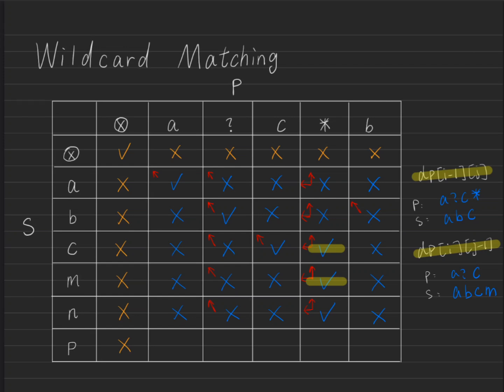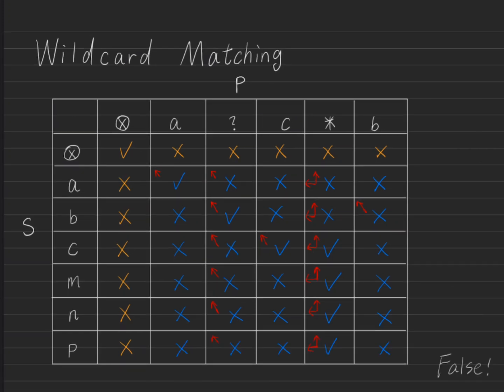So really what we're looking at for dp at i minus 1, j is when the star was already previously considered. And adding a new character is still valid since the star matches 0 or any number of characters. If we keep building the table to the end, we'll arrive at the final result, where the answer is false. So now that we have all the cases covered, let's put this into code.